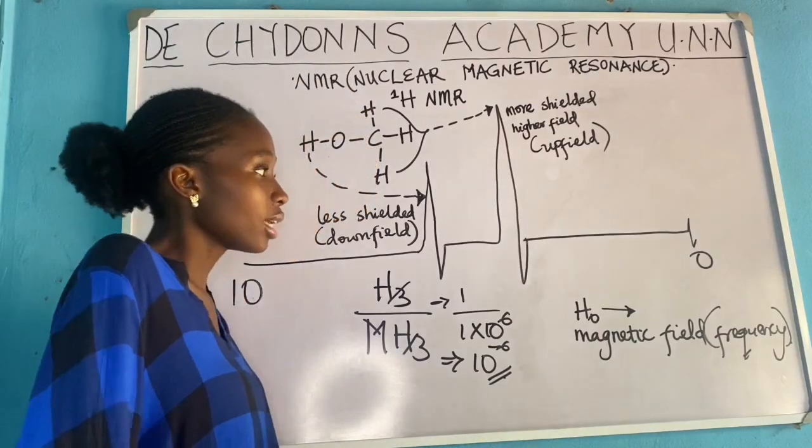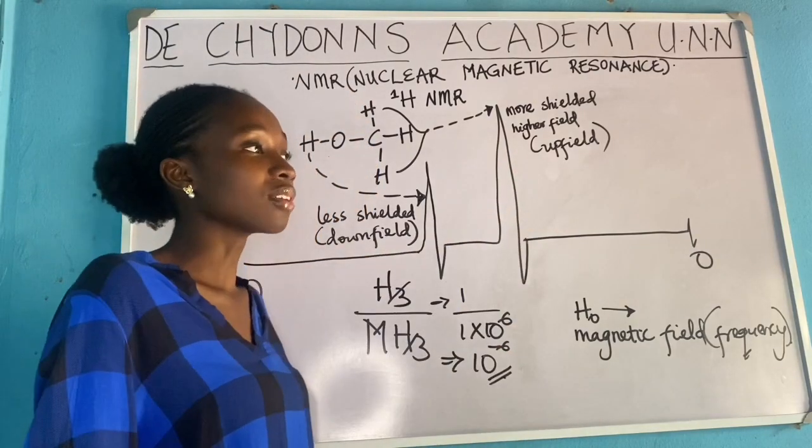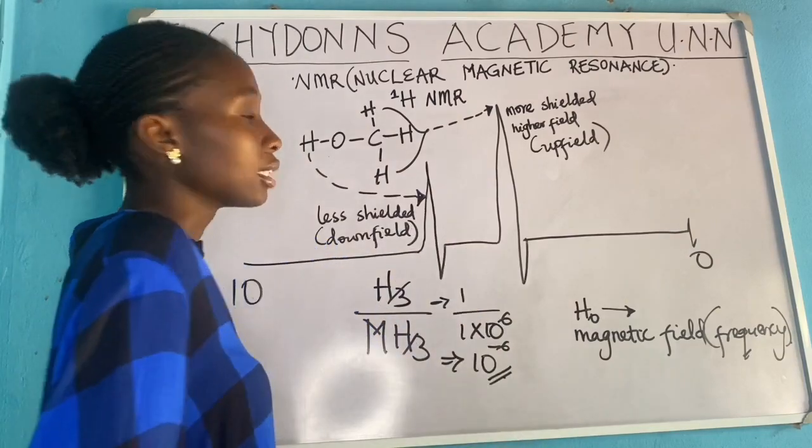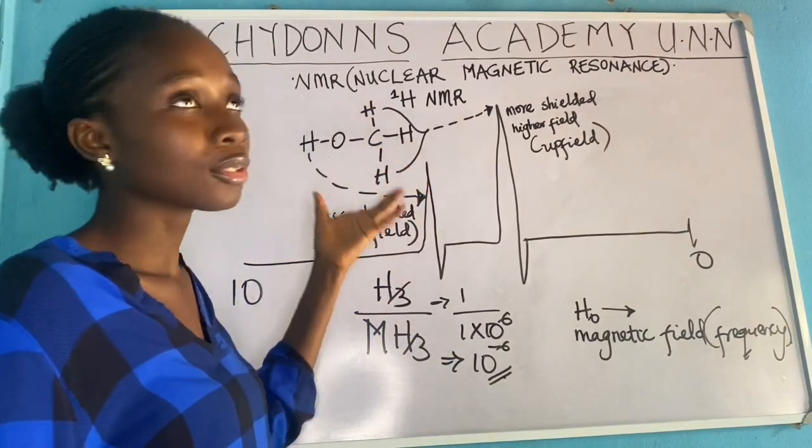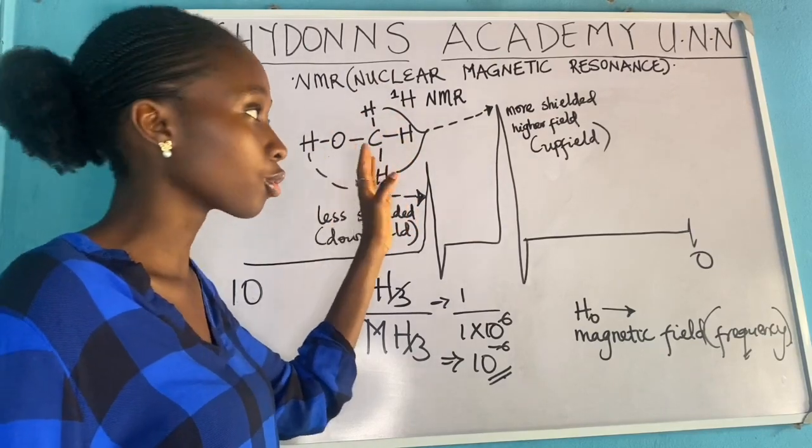So moving on, I'd like to talk about this spectrum. This is a very common NMR spectrum, and the sample that we have here is methanol. This is the methyl group and the alcohol group. This is methanol.